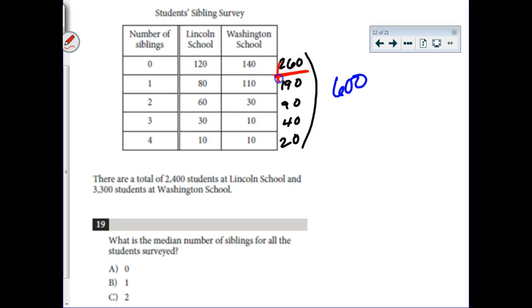Between these two. So now tell me who's the median. The 300th kid. Do you see what this is saying? There's 260 kids who answered 0. So if you put all of your answers from all 600 kids in a list, it would go 0, 0, 0, 0, 0, 0, 0 for 260 kids. And then the next 190 kids would have answered 1, 1, 1, 1, 1. So if I was looking at an Excel spreadsheet and I needed to find the 300th part of the list, that kid would have answered what? 1 sibling. The median is 1.